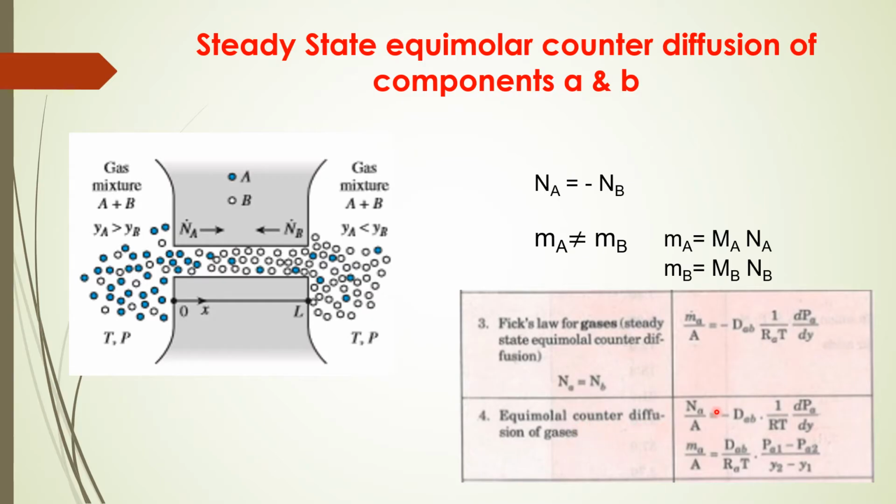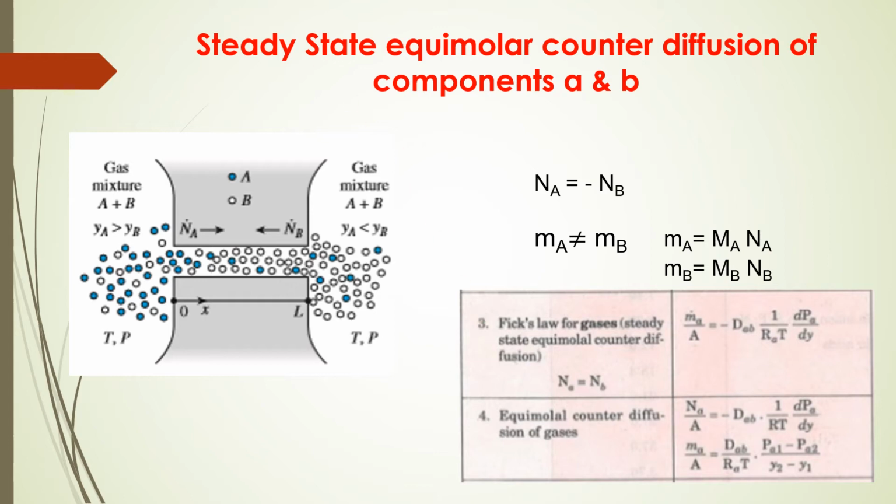Okay, so the formula, as available in the data books for equimolar counter diffusion of gases, is: the molar rate is minus DAB into 1 by RT into dP by dy. Here dy is the distance, shown as x or L. Here we are using y2 minus y1, that is the length of this tube. In molar terms, R is the universal gas constant. In mass terms, it is the specific gas constant Ra, where Ra is equal to R, the universal gas constant, divided by the molecular weight of A.